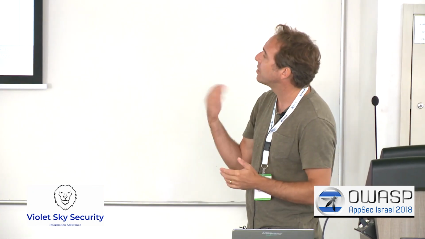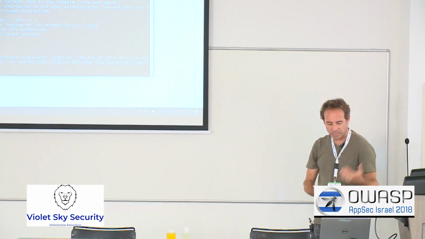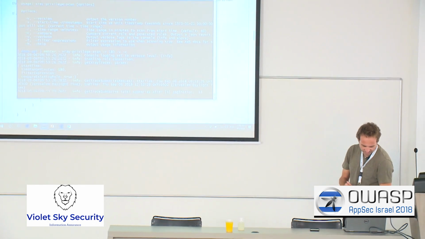So I'm going to do a scan on a time range of 180 minutes. Let's do it verbose, and we'll also use -c, the option that says let's compare existing permissions with the permissions we found. Okay, so I'm running this. This is a real run. Let's hope it works.